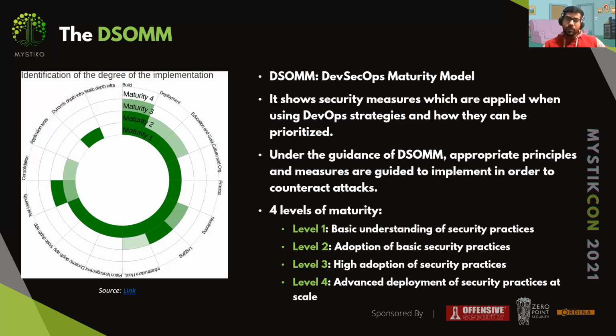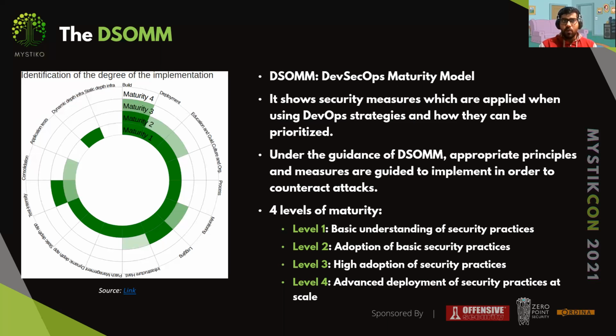And so there are 4 levels of maturity. Level 1 is always the basic understanding of security practices. We're going to cover the first level here in our practical demo session. Level 1 signifies, for instance, if you're starting off, what are the basic stages that you want to cover in your DevSecOps pipeline?